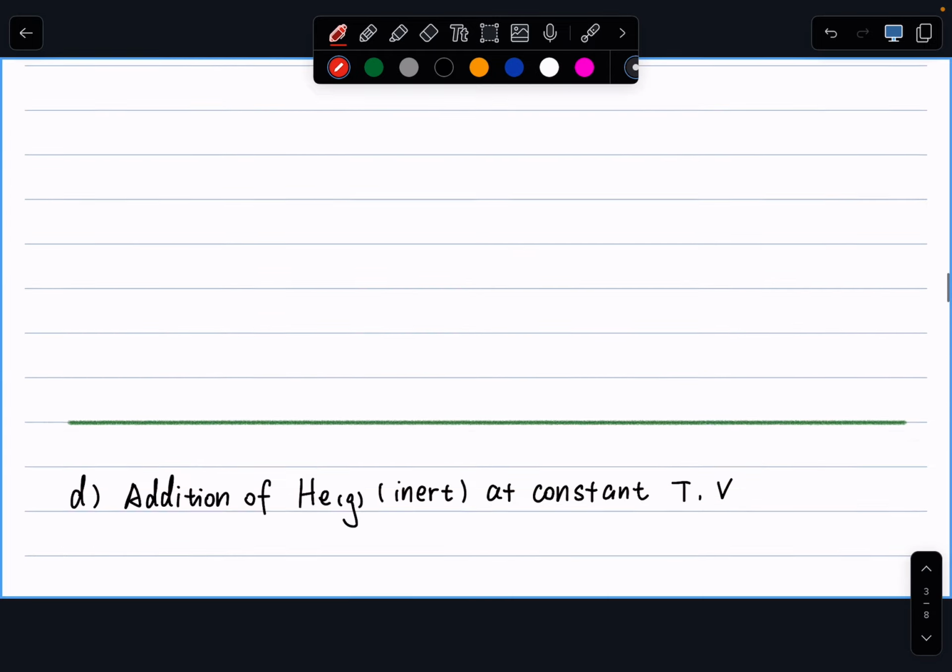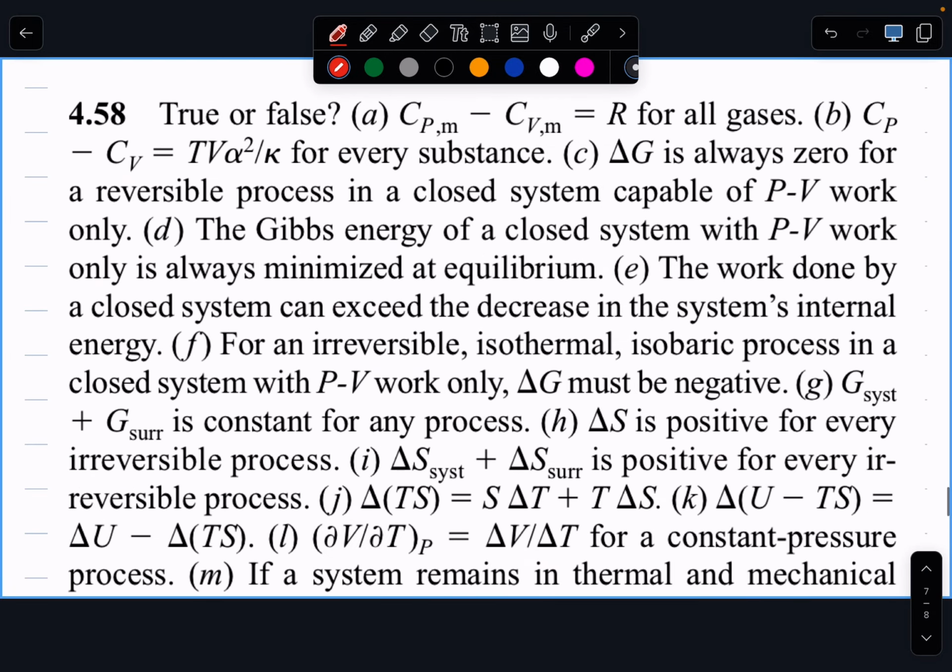So for example, if I jump into some of the true and false problems, let's just focus on these ones. Like the first one: delta G is always 0 for a reversible process. I'm just going to highlight some of the things I think are relevant. For example, my parts C, D, and F. In all those three questions, it'll be very helpful if we just draw it.